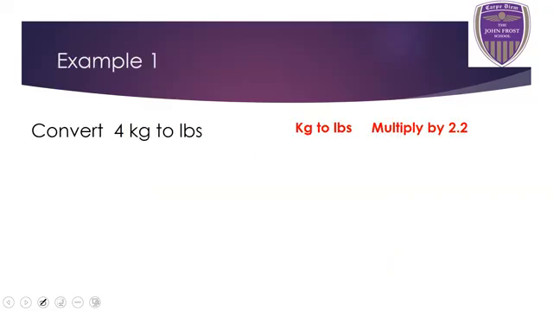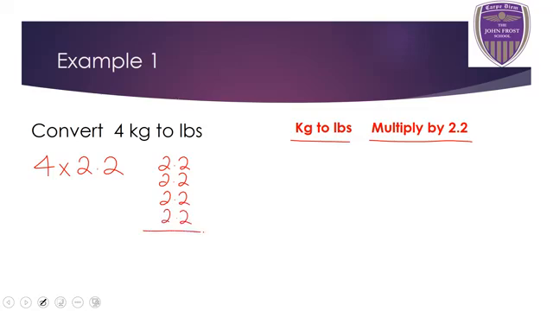So for example 1, convert 4 kilograms to pounds. Kilograms to pounds is when we multiply by 2.2. So we need to do 4 times 2.2. You could just write that down 4 times, because 4 is a low number, and you'd end up with 8.8, which is correct. Alternatively, if you use the grid method, make it into 22 times 4.